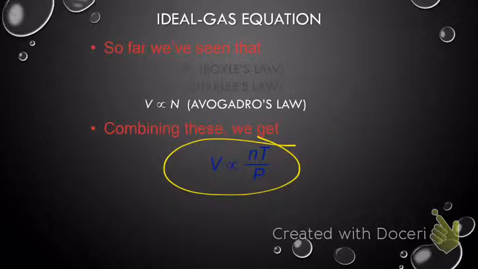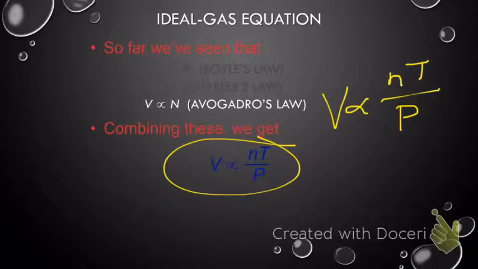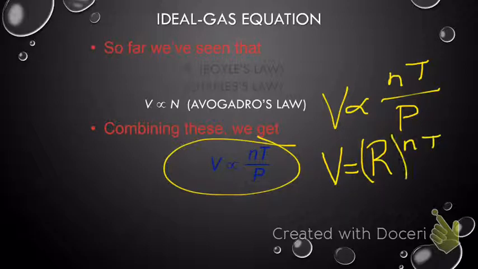So when we combine all these together, we get this idea that V is directly proportional to the number of moles, the temperature, and inversely proportional to P. Well, what we can do to this is give it a proportionality constant. Okay, so that's the same thing as saying V is equal to this constant, which we're going to call R. That's just a proportionality constant, times n times T divided by P.